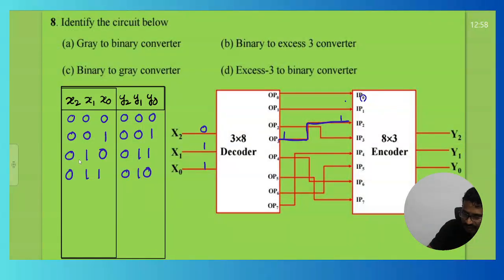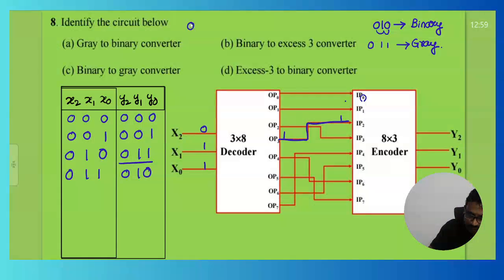If I give this value 0, 1, 0 in binary form, can I convert this into gray code? What is the gray code of this thing? First the MSB as it is we can write now. XOR between these two is 1. XOR between these two is 1. So this is the gray code for the corresponding given binary number. So you can see this thing now.